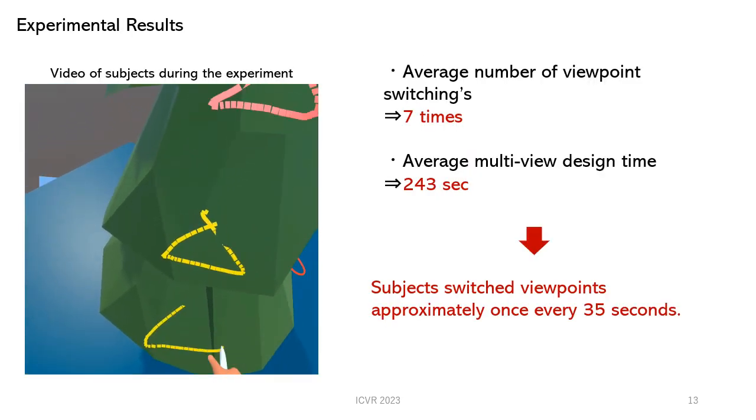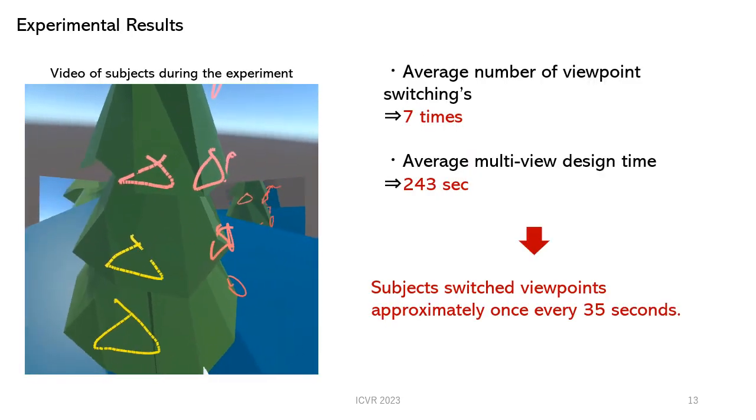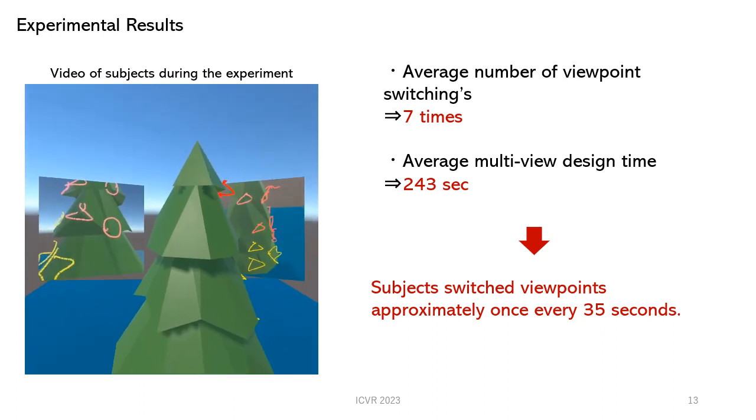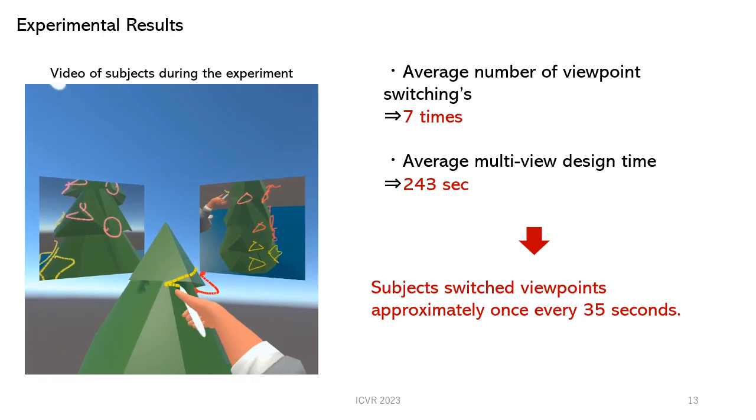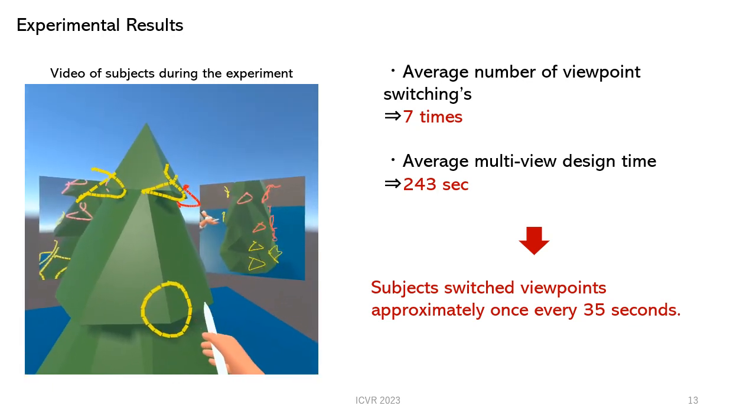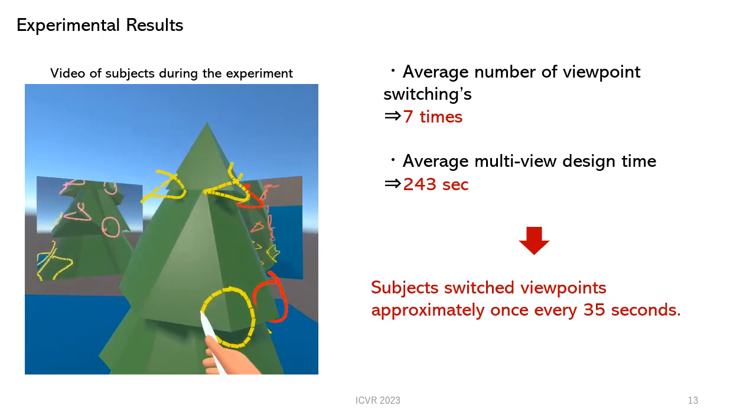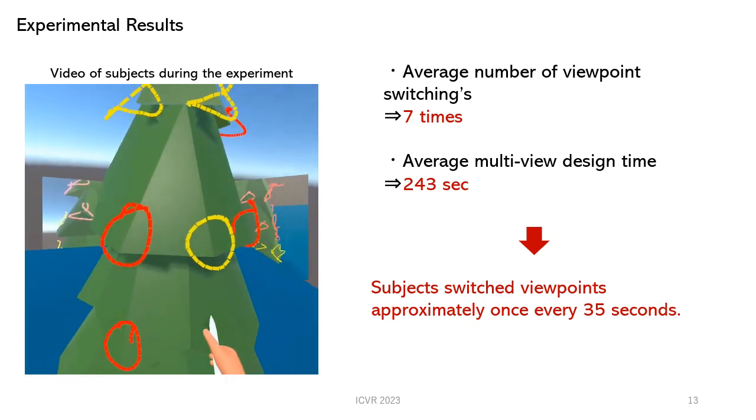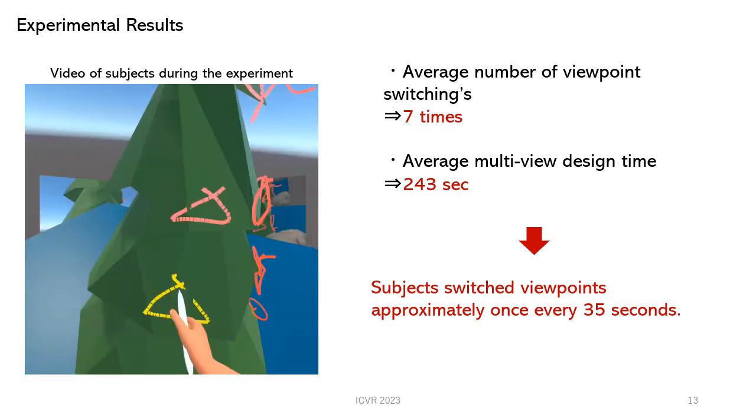The video on the left shows the subject during the experiment. The average number of viewpoint switching was 7. The average multi-view design time was approximately 243 seconds. The results indicate that subjects switch viewpoints approximately once every 35 seconds.